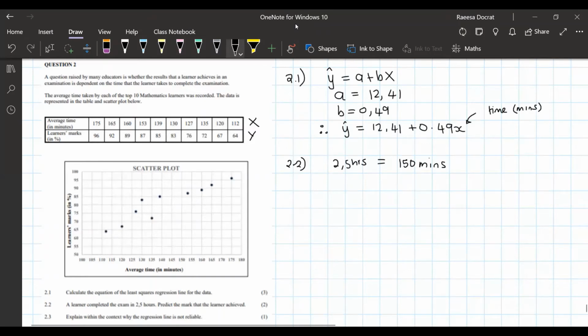Now we can substitute it into our regression line. So y is equal to 12.41 plus 0.49 times 150. Typing that into your calculator, we get 85.91%.